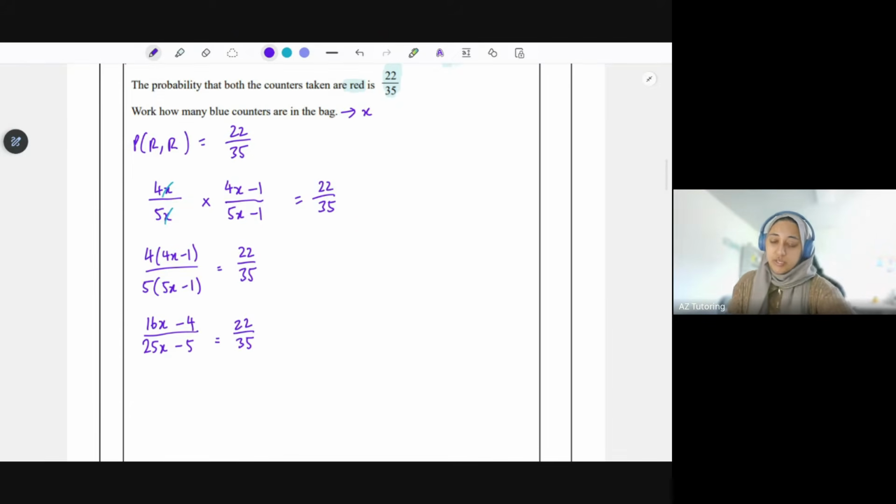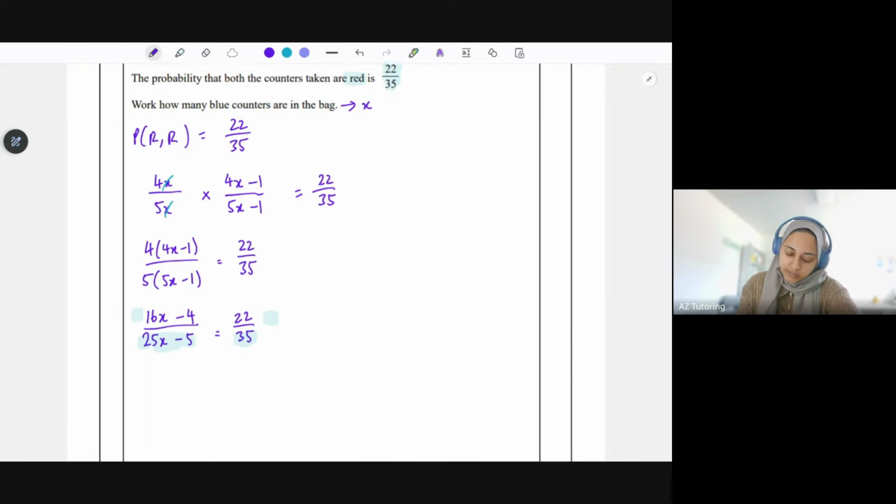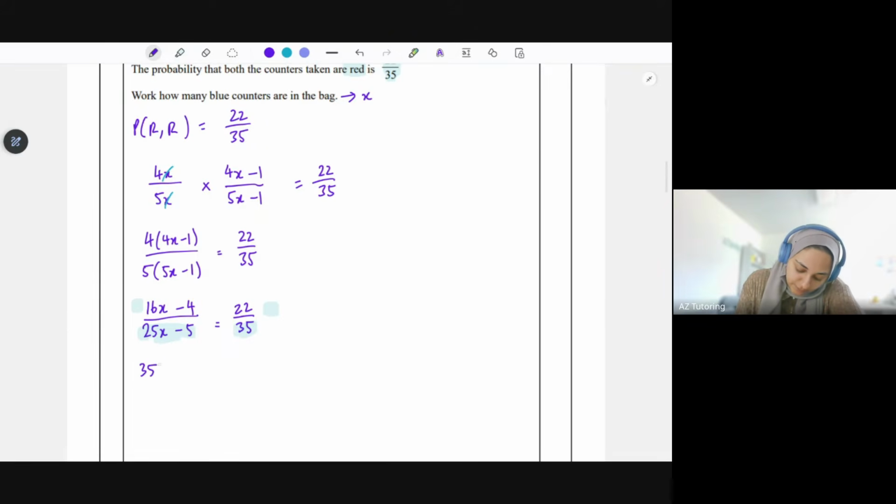Just like the last question, I'm going to cross multiply. I'm going to bring this 35 up to here and bring this up to here. Again, if you're not comfortable using this method, just do it in parts. So I've got 35 times (16x minus 4) equals 22 times (25x minus 5).